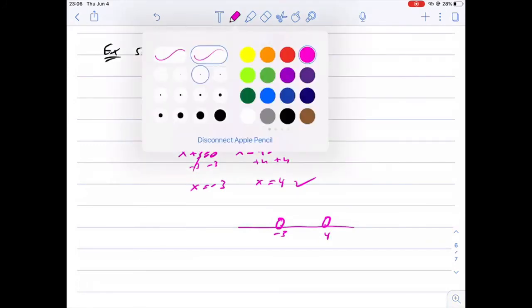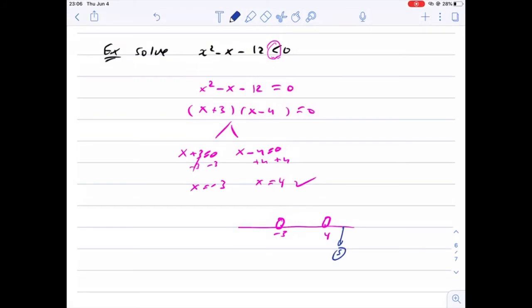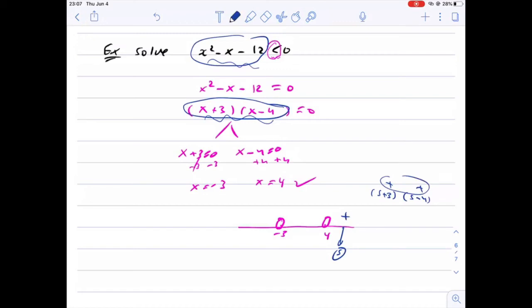We choose some value greater than 4, like 5, and substitute it either here in the original one or here in this expression. And we just want to determine the sign. We don't need to worry about the value of that output, but we only need to pay attention to the sign of that number. If we substitute 5, let's substitute it here because this is equivalent to the left hand side here. 5 plus 3 is positive. 5 minus 4 is positive. Positive times positive is positive.